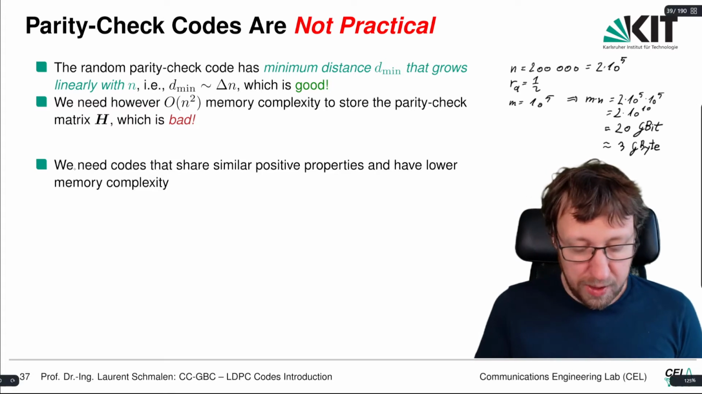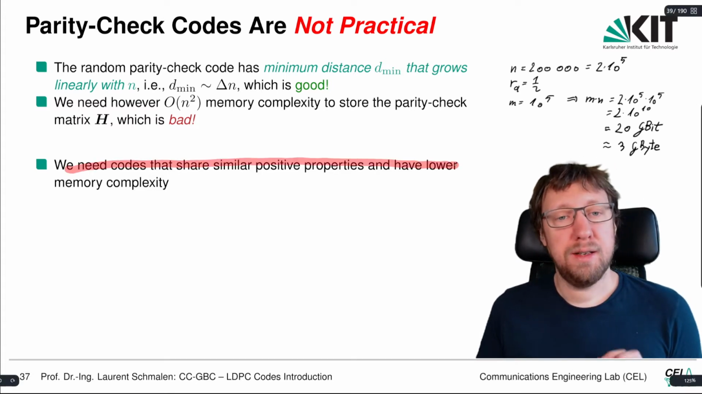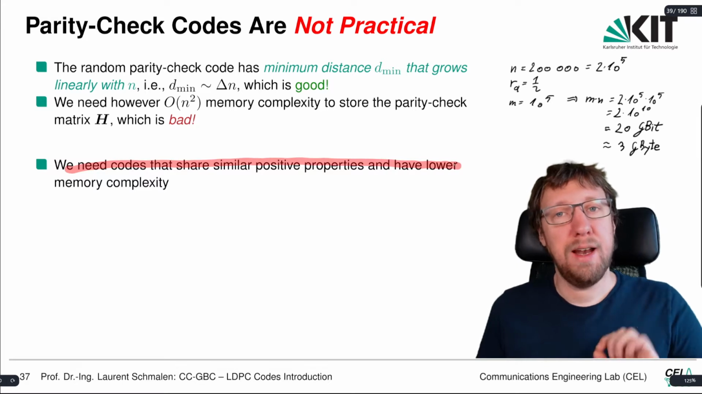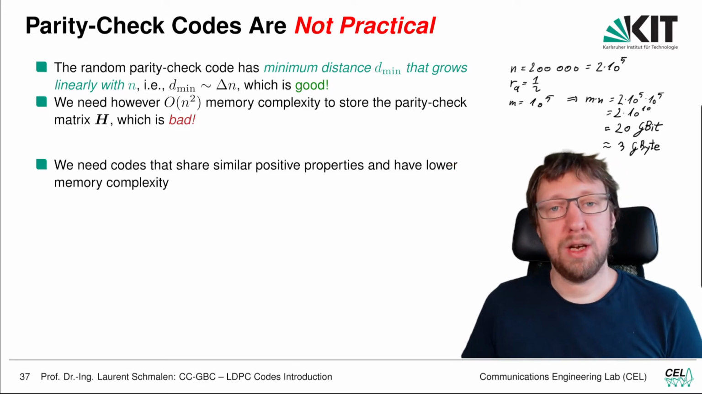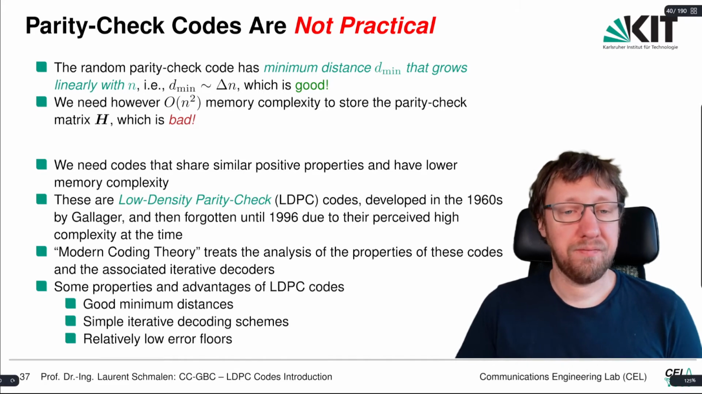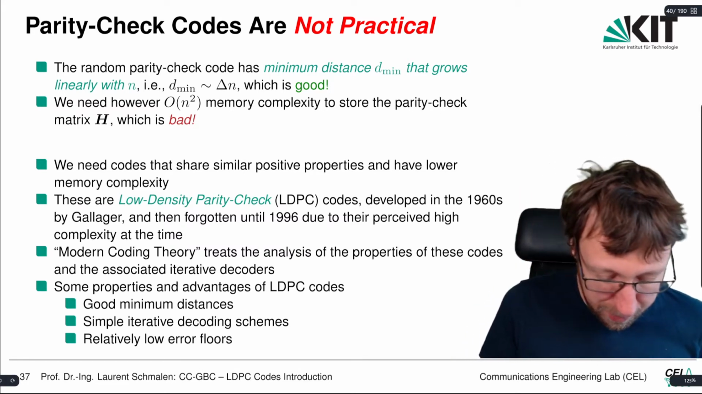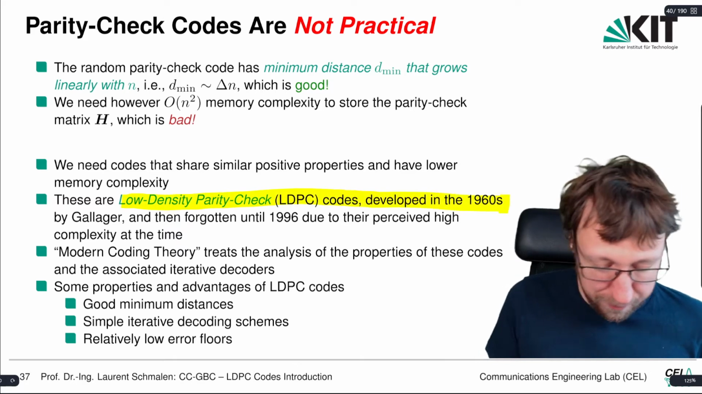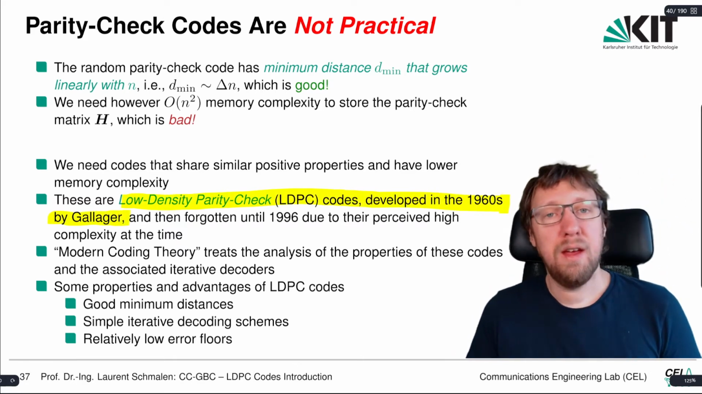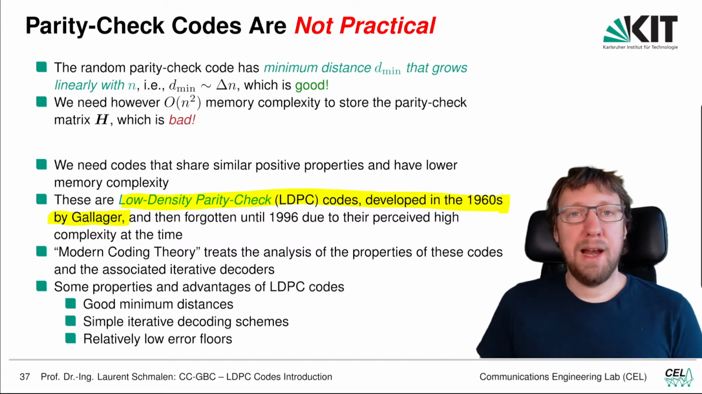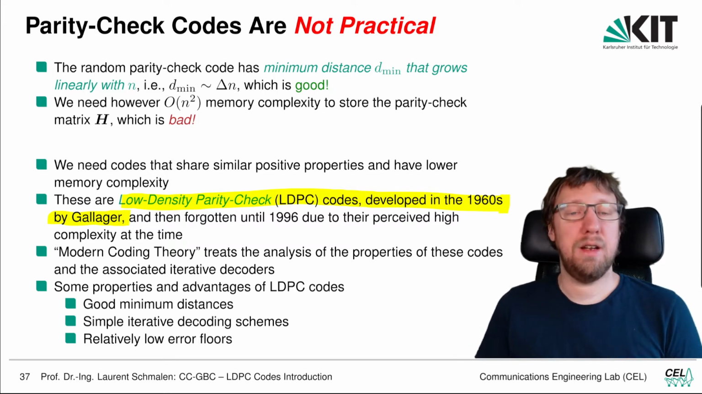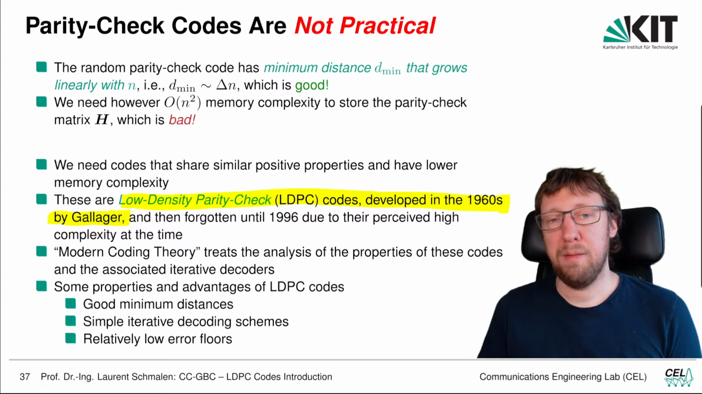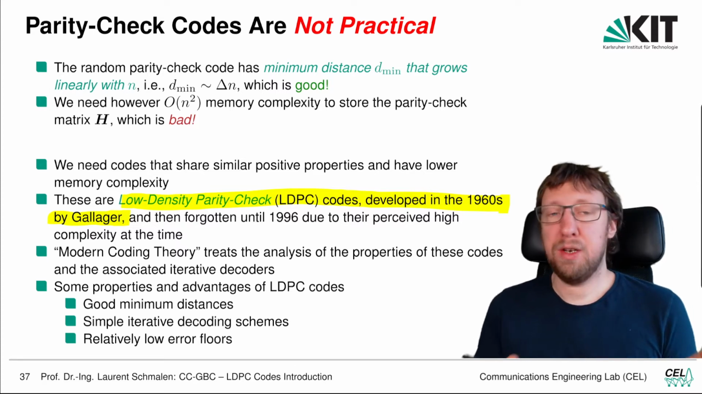So what we need is codes that share similar positive properties and have significantly lower memory complexity than the parity check codes. The low density parity check codes come to the rescue. So low density parity check codes have been developed in the 1960s already by a guy called Bob Gallagher in his PhD thesis. So part of his PhD thesis was to analyze low density parity check codes and develop them because people realized that parity check codes cannot be practical.